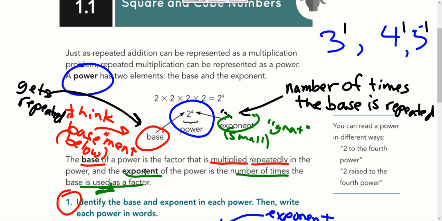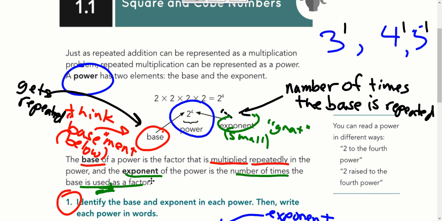And then the exponent of the power is the number of times the base is used as a factor. So 2 gets repeated how many times? Well, it gets repeated 4 times. So 2 times 2 times 2 times 2, that's 4 times. 1, 2, 3, 4. So 2 to the 4th power. Okay? So that is our expanded form. This is exponential form, or power.